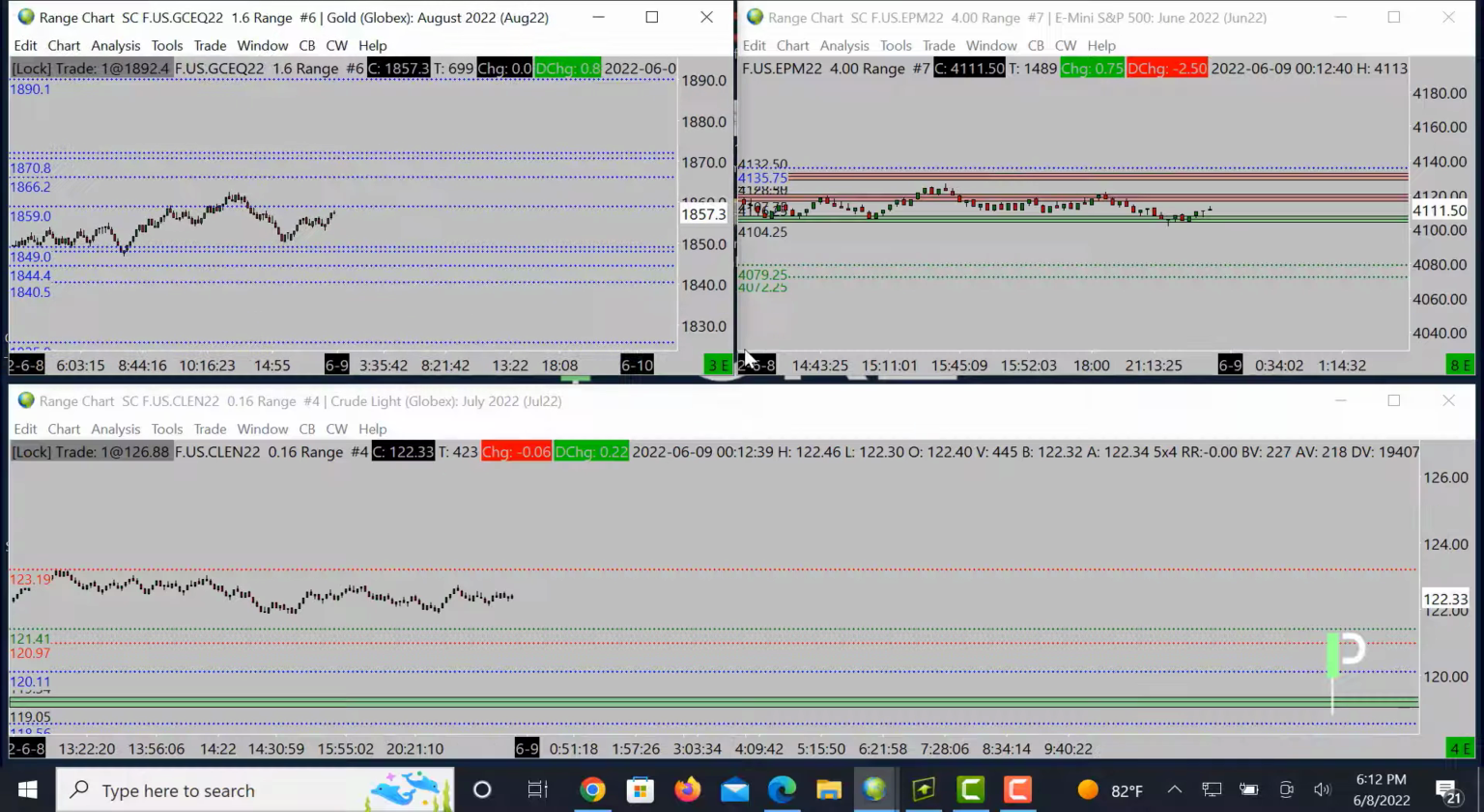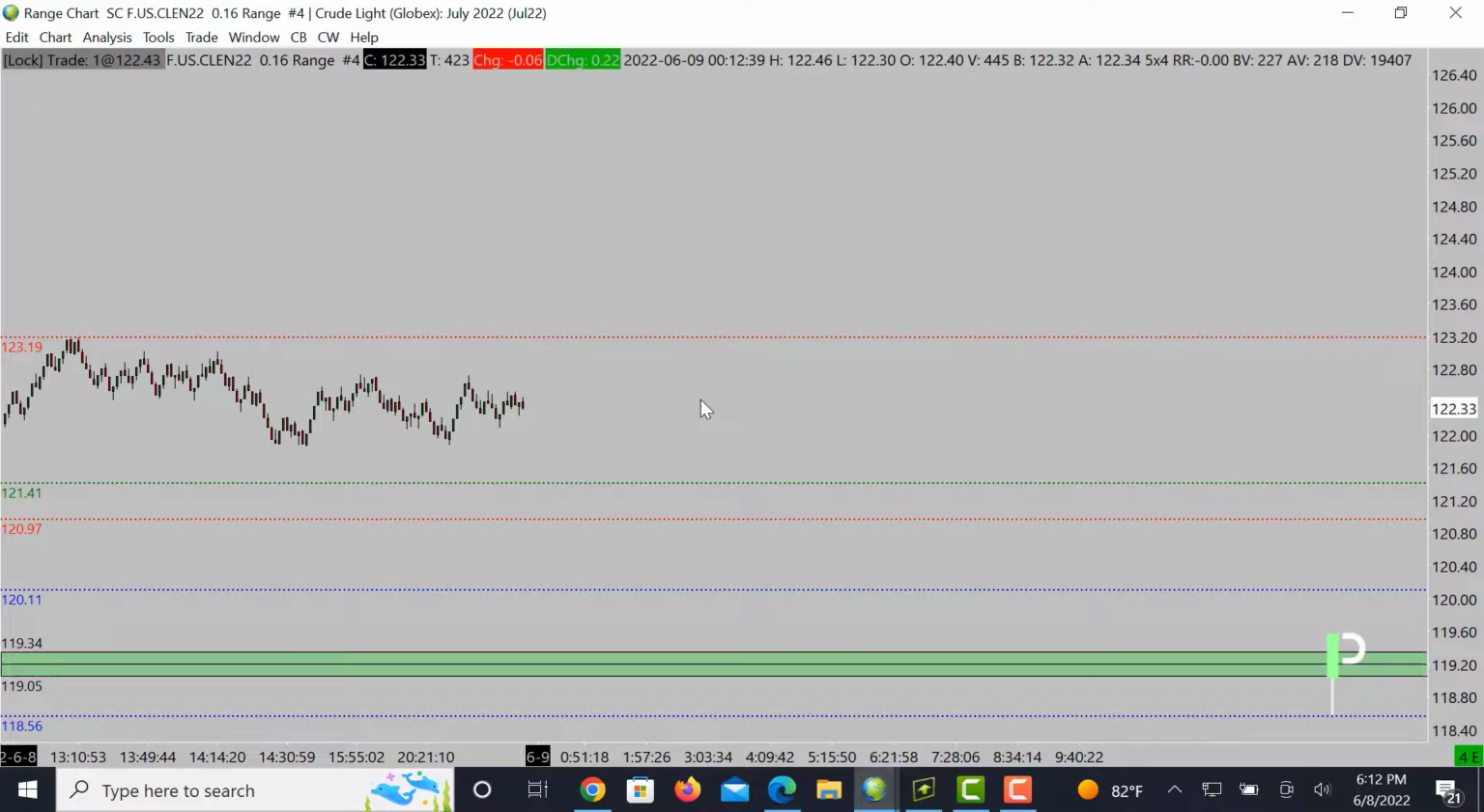Moving over into crude oil, let's take a look. So crude oil right in the middle of the range. Resistance 123.19. Got to get up here and see if we get a nice top and then a push right back down. 121.41 is the first area of resistance, then 120.97, and below that 120.11 and 119.34 to about 119.05, then all the way below 118.56.